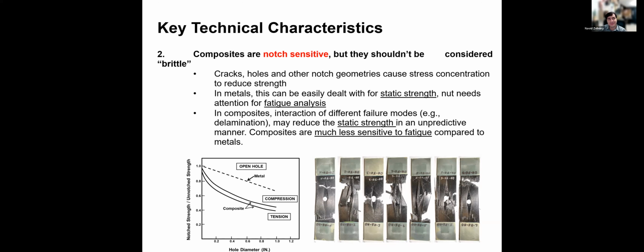In composites, fatigue is not as important as in metals, but under static load, this is where it becomes quite critical. So static strength changes in an unpredictable manner. So that's what we call composites notch sensitive.